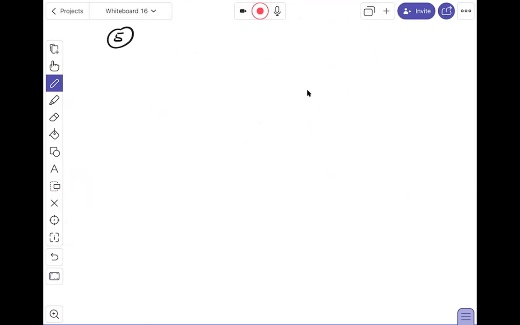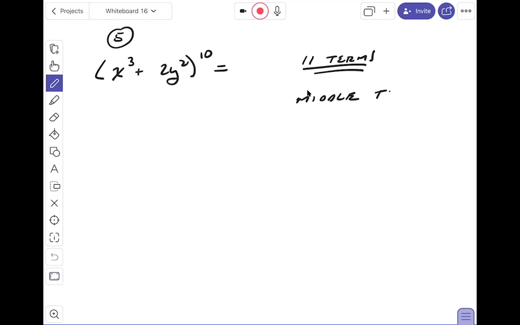And what's number 5? It's a little tough problem. I don't know Pascal's triangle down, but I guess you could. This is x cubed plus 2y squared to the 10th power. Now, what they want to do is they want to find the middle term, and there'd be 11 terms here. I'm not going to write down 11 terms though. The middle term would have to be the sixth term.